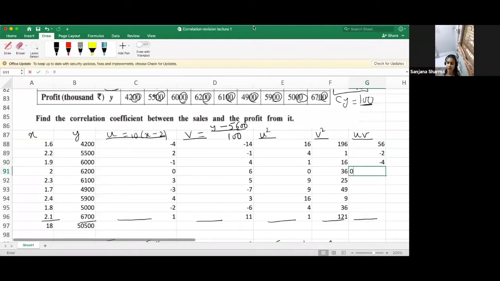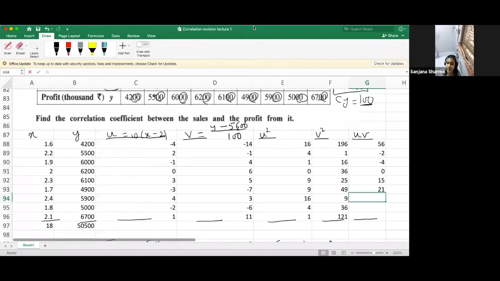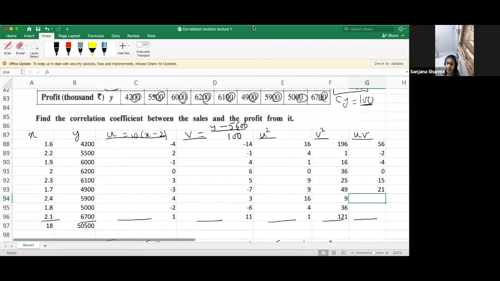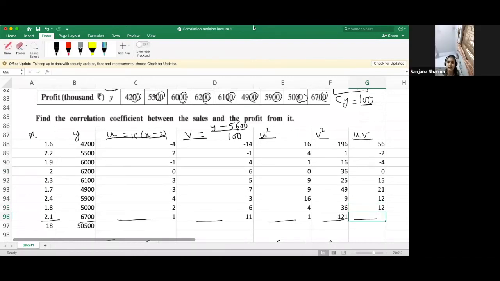0, 0 into 6 is 0. 15, 3 into 5 is 15. 21, minus 3 into minus 7 is 21. 12, 4 into 3 is 12. 12, 2 into 6 is 12. 11, 1 into 11 is 11.